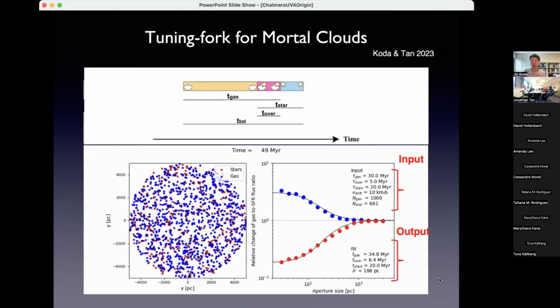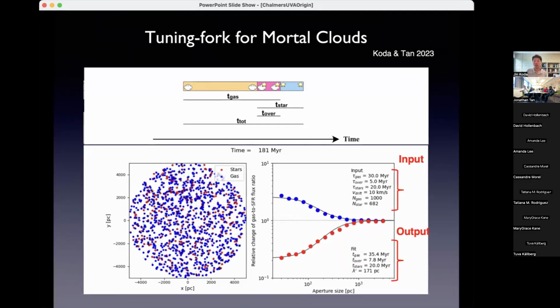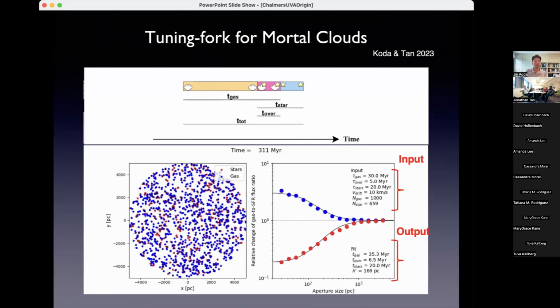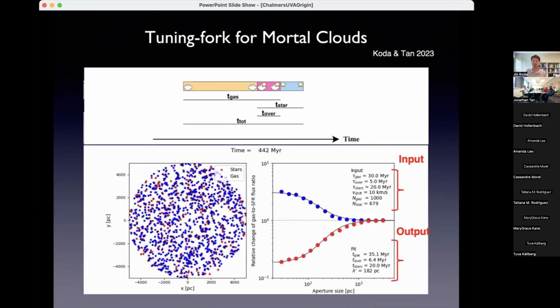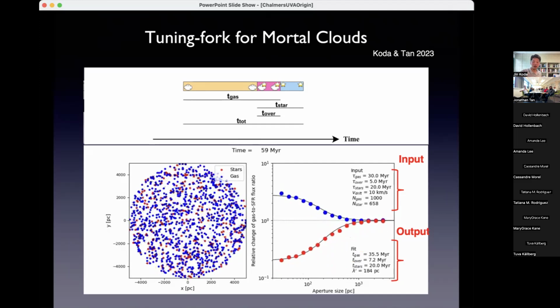So this is a demonstration that this simple model just works for the tuning fork analysis. This is exactly what I explained. Blue points are gas particles, and they occasionally form stars, and stars live together with the parental gas for T overlap timescale, and then move away, and the parental clouds die. And we can fit the tuning fork equations. So here are the input parameters, and these are the output parameters after the fit. The fitting gives roughly the correct timescale, the correct answer. So the model seems to work.